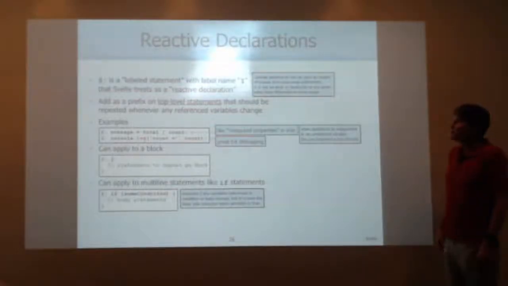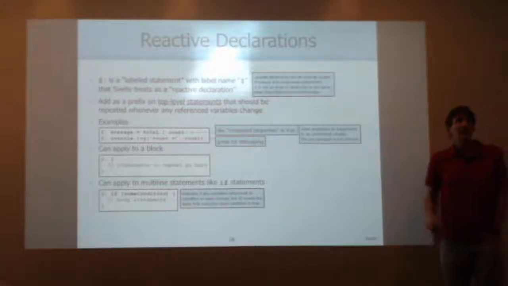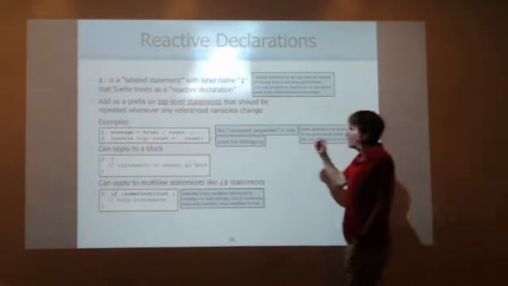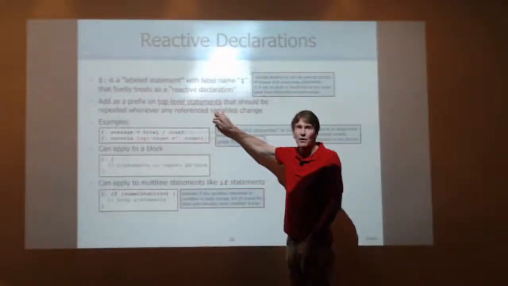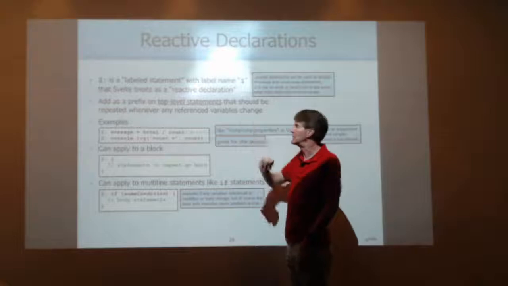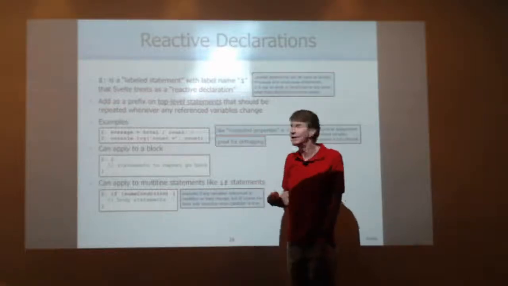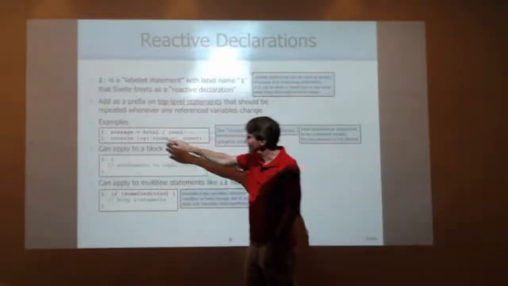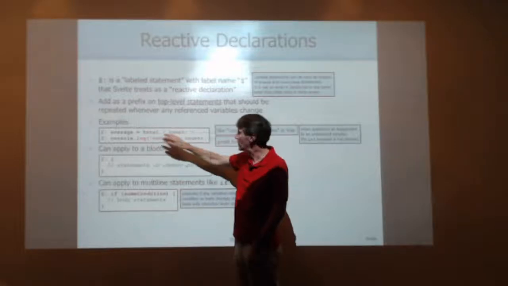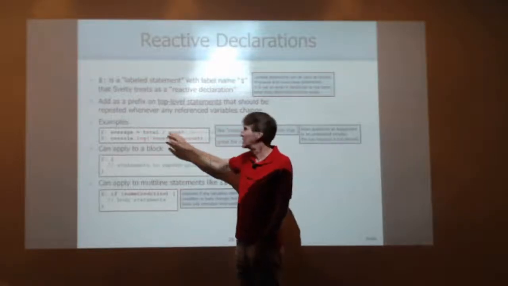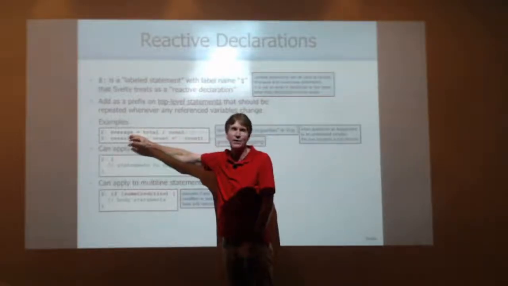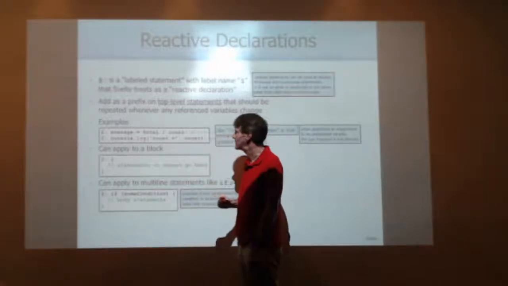So we saw examples of reactive declarations, but there's a bit more I can say about that. It's just a JavaScript label whose name happens to be a $ sign. And I use that as a prefix only on top-level statements in the component. I can't use it nested inside some function. And so in this example, if the value of total or the value of count changes, I'm going to recompute the value of average, and maybe I'm rendering that inside this component.